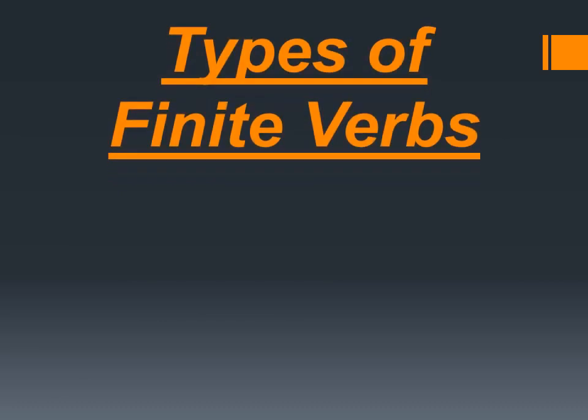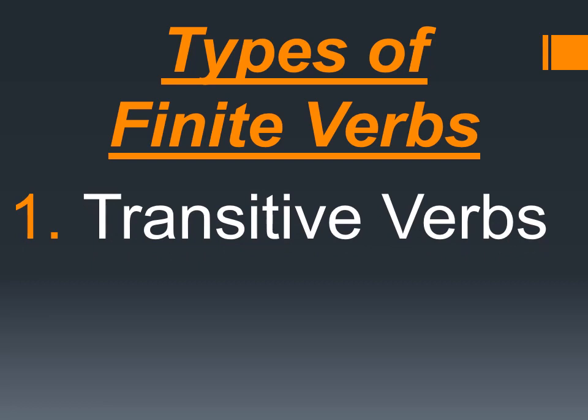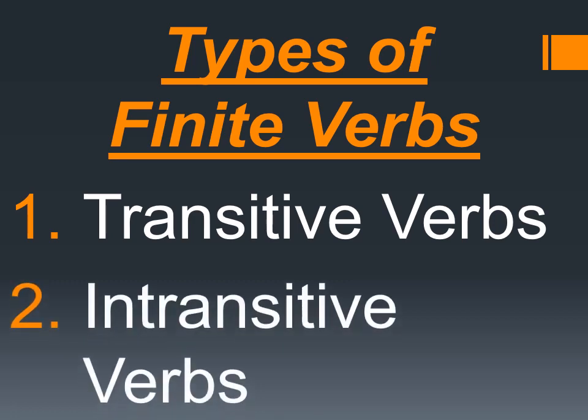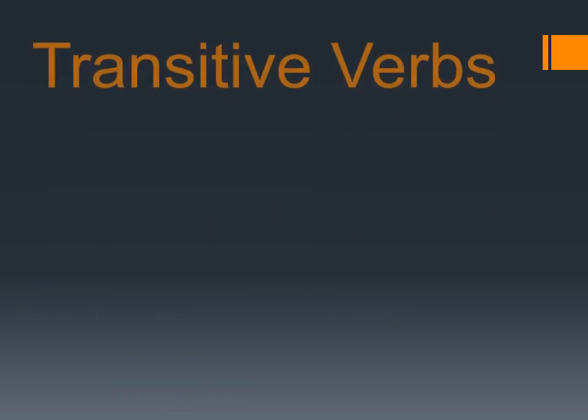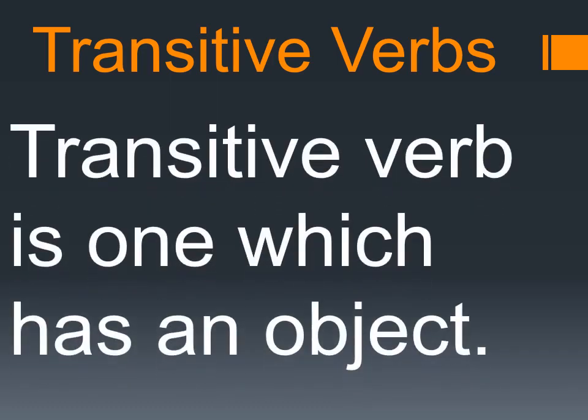Now, types of finite verbs. There are two types of finite verbs. One is transitive verbs. The second one is intransitive verbs. The question is, what are transitive verbs? Transitive verb is one which has an object. Now, the question is, how do we come to know whether the verb has its object or not?